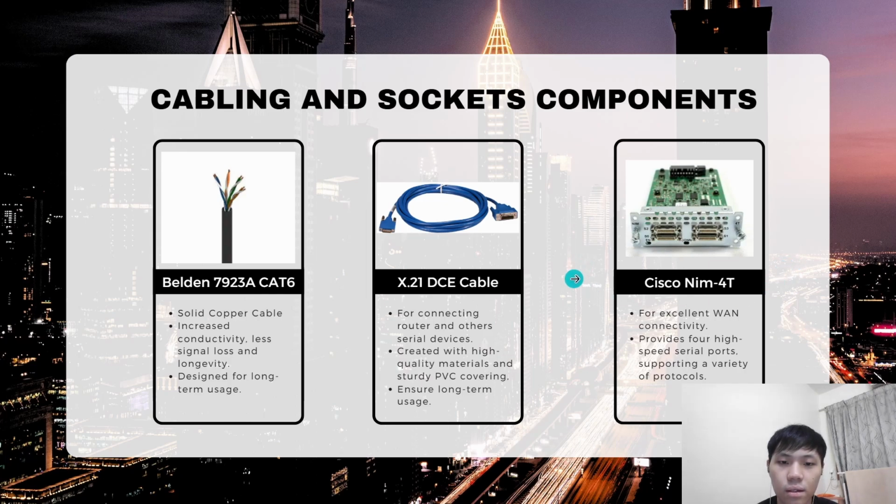Next is the X.21 DCE cable. It is used to connect routers and other serial devices. It is created with high quality material and sturdy PVC covering to ensure long-term usage. As we'll be looking at Cisco NIM40, it is excellent in WAN connecting. It provides 4 high-speed serial ports, supporting a variety of protocols.